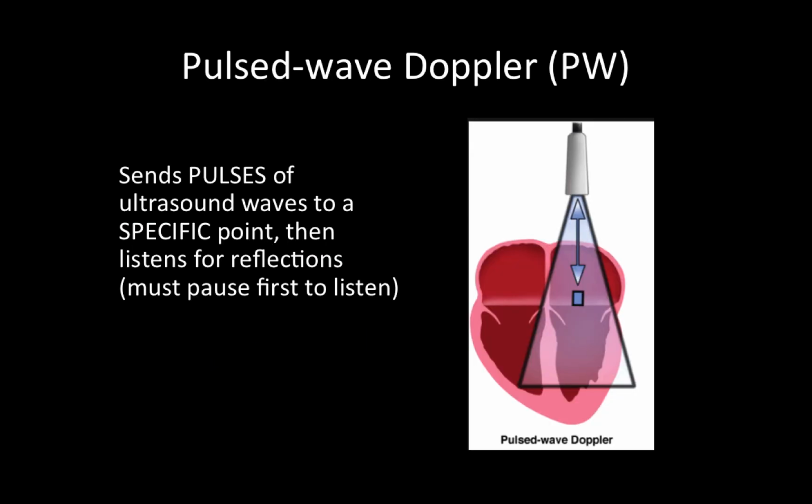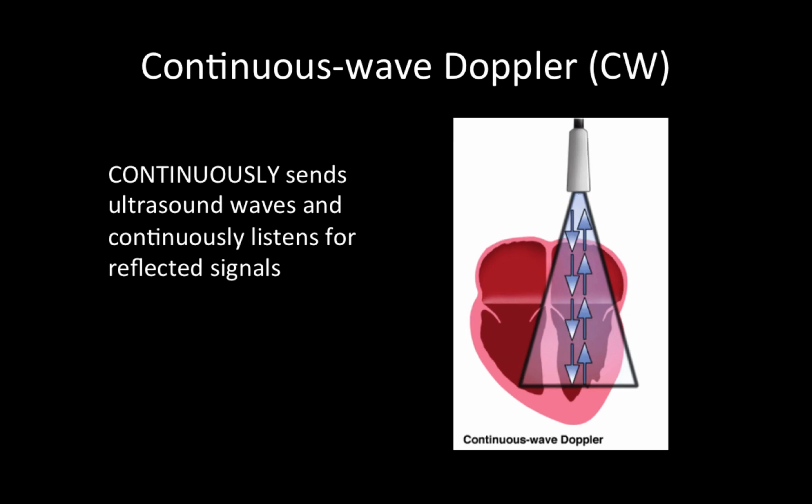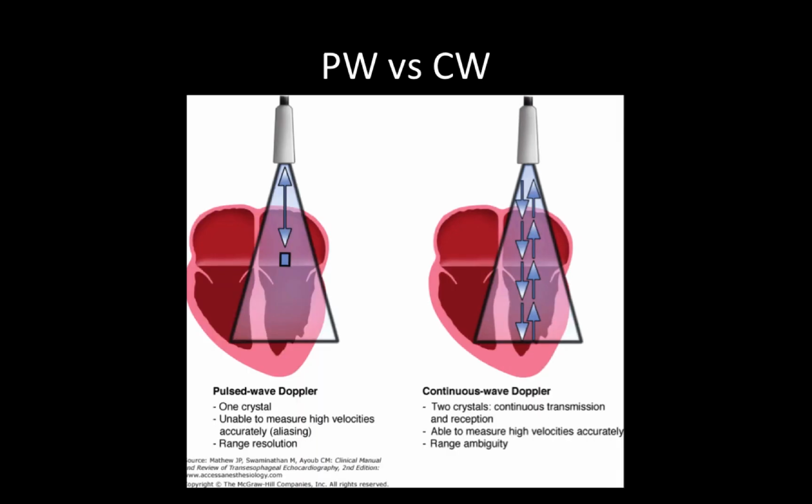So pulsed wave Doppler, or PW, functions by sending pulses of ultrasound waves to a specific location, then pausing before listening for reflected waves. This pause to listen is a key feature of PW, as we'll see. Continuous wave Doppler, or CW, in contrast, functions by continuously sending ultrasound waves along a line while simultaneously continuously listening for reflected waves. Let's dissect in a bit more detail the difference between these two modes of spectral Doppler.